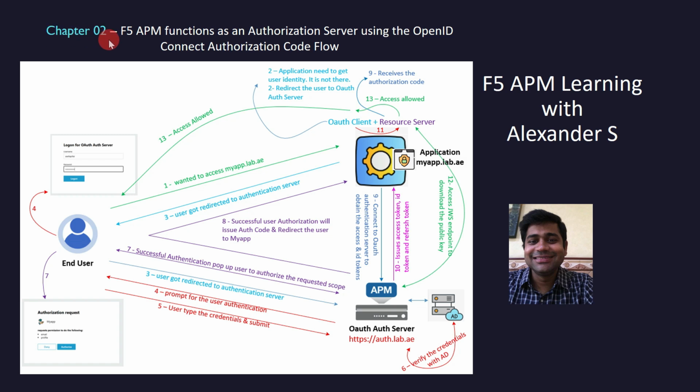This is chapter 2. In this chapter, we will discuss how APM functions as an authorization server using the OpenID Connect Code Flow. I strongly recommend watching chapter 1 to understand OpenID and OAuth before watching this video. Alright, let us get started.